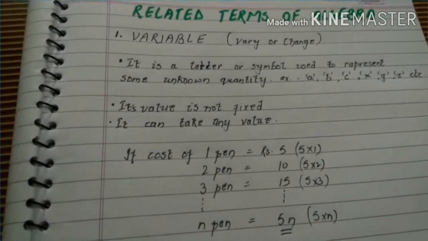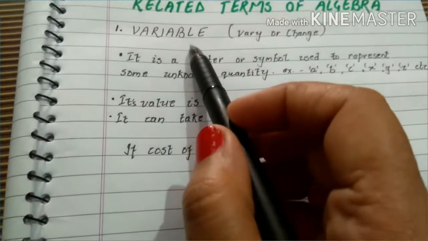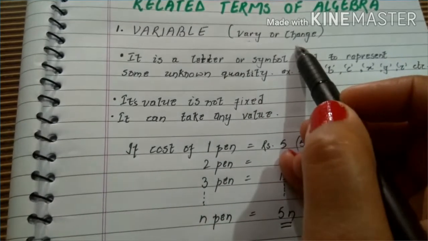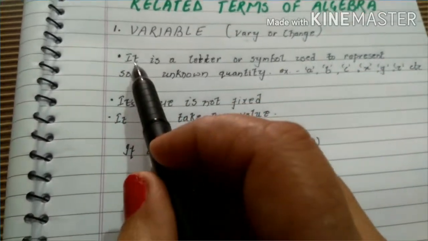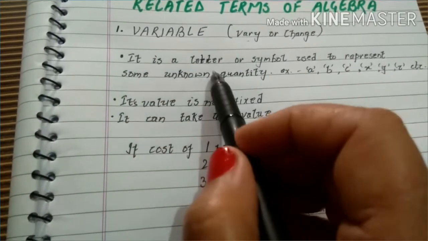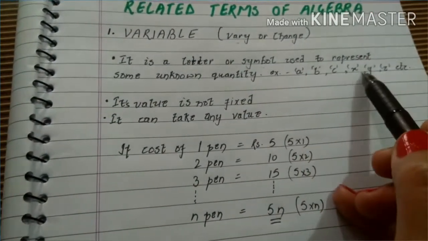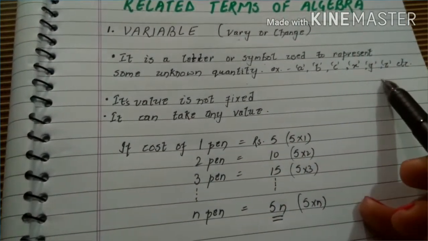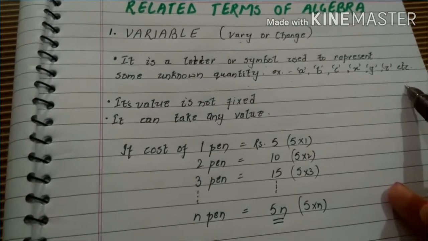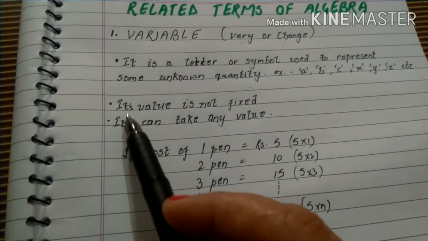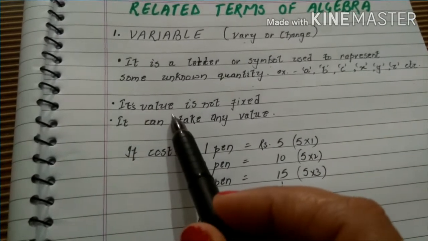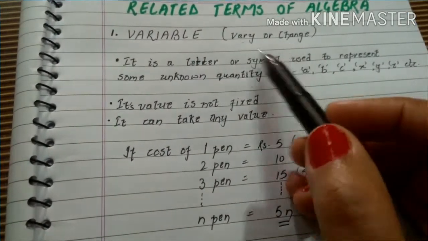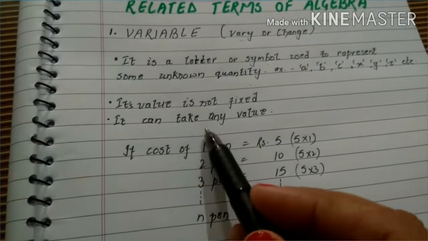Variable: you can easily see that the word gives you the hint of vary, or change. So you can understand a variable in this way: it is a letter or symbol used to represent some unknown quantity. For example A, B, C, X, Y, Z, any alphabet you can take. And just 2 more points to remember for a variable: its value is not fixed. As we have discussed, it keeps on changing. It is varying. It can take any value.